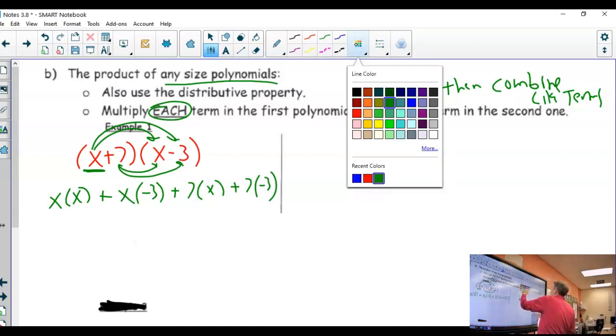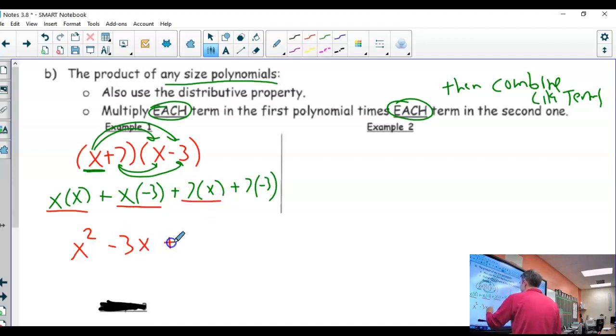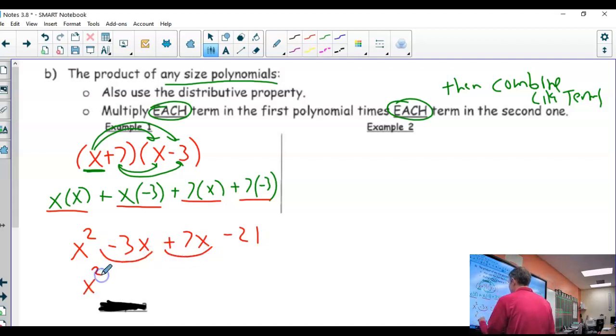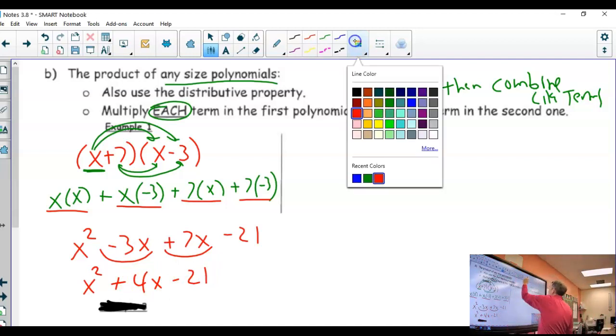And my results are: x times x gives me x squared. X times negative 3 gives me negative 3x. 7 times x gives me 7x. And 7 times negative 3 gives me negative 21. Make sure you pay attention to the signs. And when I go to combine my like terms, these guys in the middle are like terms. So I would get x squared plus 4x minus 21. And that is my final result.